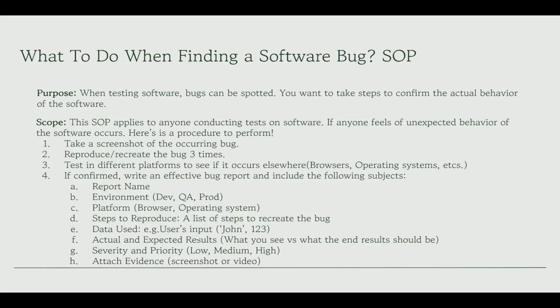And I added a little more detail here. So a list of steps to recreate the bug, what data was actually used, if anything was inputted, like it could be a text of John or number 123, actual and expected results, what you see versus what the end results should be, severity and priority, right? So you have a low, medium, high, however it's being defined, and what you think that this would be.